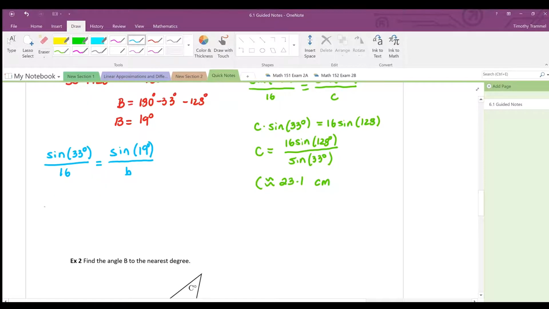And we can do the same thing. We can cross multiply and solve for b. So we'll have b sine of 33 degrees is equal to 16 times sine of 19 degrees, which means b is equal to 16 sine of 19 all over sine of 33. If we round this to the nearest tenth, since this is a side length, it's going to give us 9.6 centimeters.